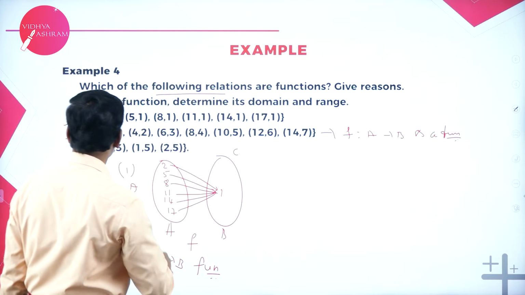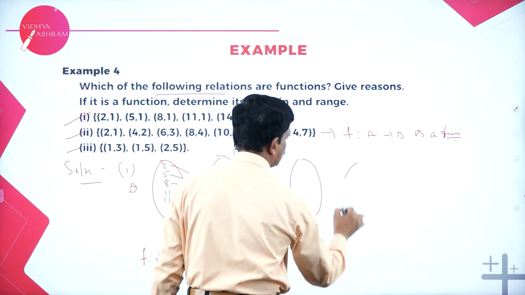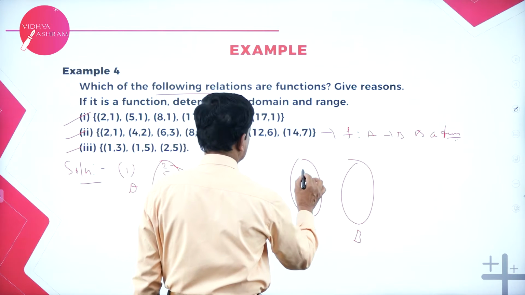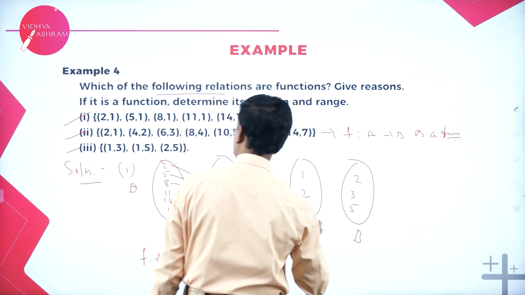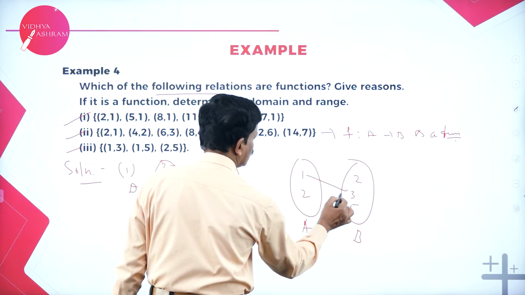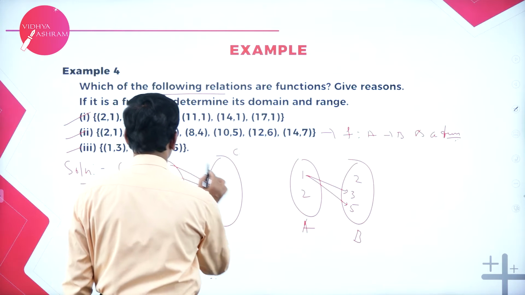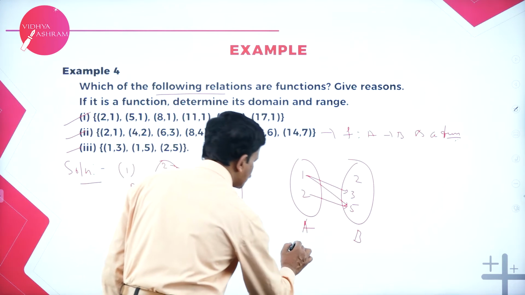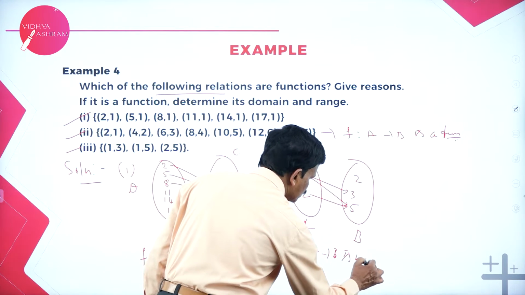Now let us come to the third one. See here, this is A and B. A contains 1 and 2, B contains 2, 3 and 5. How are they mapped? 1 to 3, again 1 to 5, again 2 to 5. So here definitely we can say f from A to B is not a function.